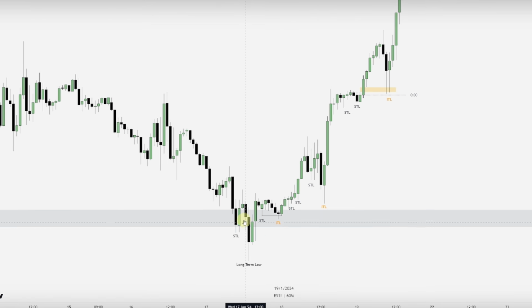So I hope you can see that we have a higher time frame level, and when we get a reaction off of it, this is what I'm anticipating to become a long-term low. When we form a short-term low on either side of it, that is then a long-term low. And then I'm looking for intermediate-term lows. After we sweep this short-term low, I'm anticipating this to become an intermediate-term low, and that is confirmed when we create a short-term low on the right side.